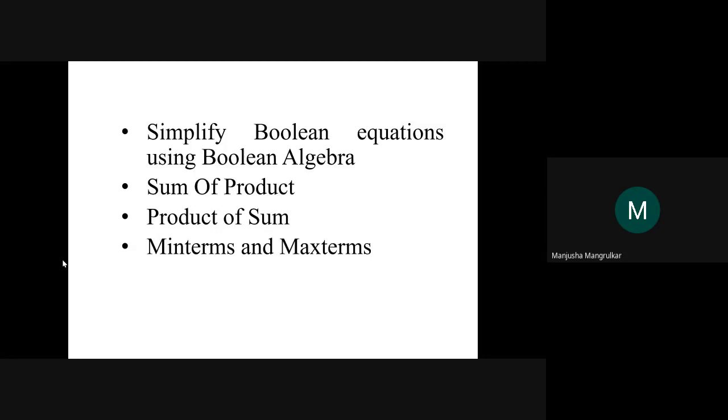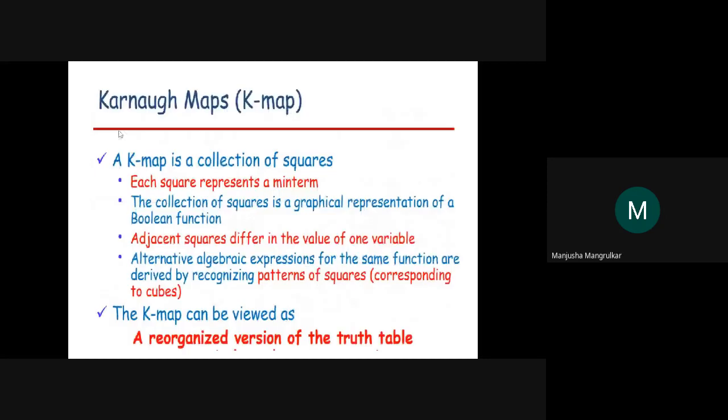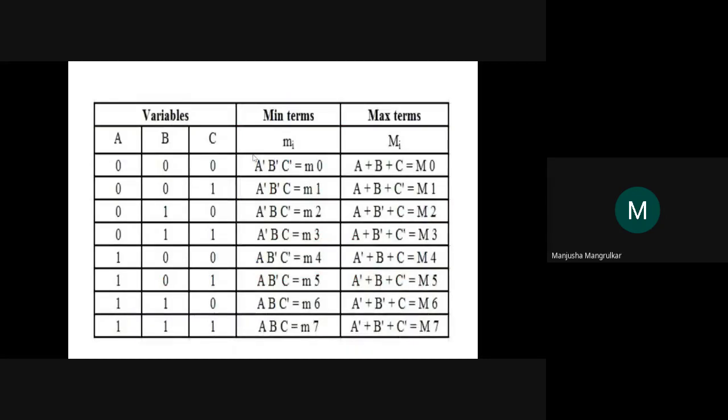Good morning, girls. This is our fifth lecture of digital circuit and fundamental of microprocessor, right? Last lecture we have seen the simplification of Boolean equation using Boolean algebra, right? Sum of product and product of sum also we have seen, and then the min term and max term also we have seen, right?